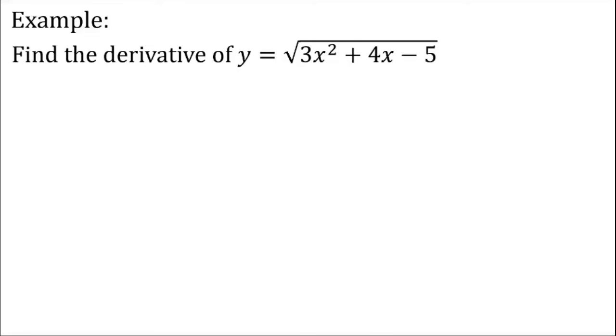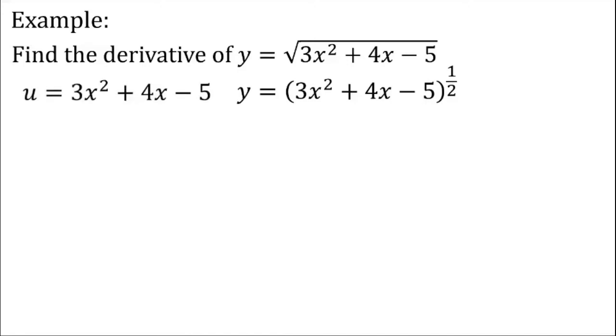Find the derivative of y equals square root of 3x squared plus 4x minus 5. So if our given is under a radical sign or radical symbol, we can express this in terms of rational exponent. y equals 3x squared plus 4x minus 5 raised to 1 half. So our u is equal to 3x squared plus 4x minus 5. Our du is 6x plus 4.